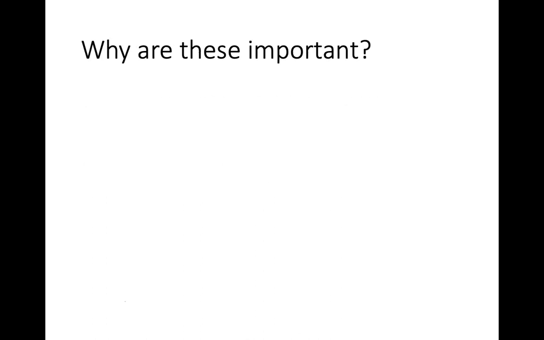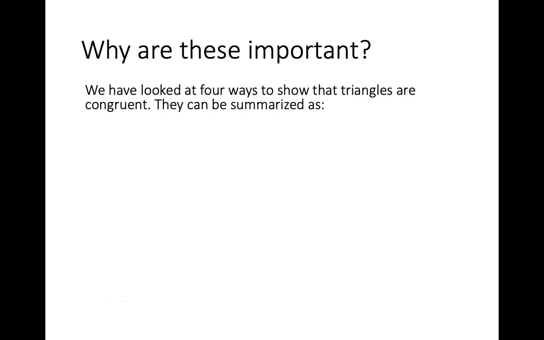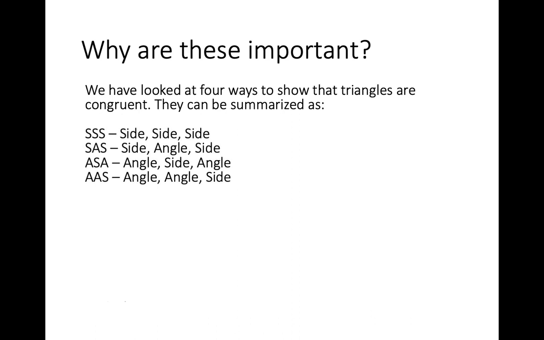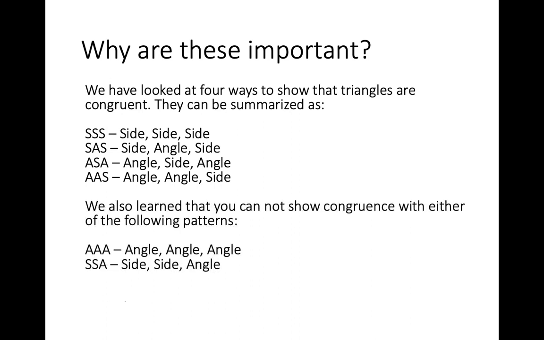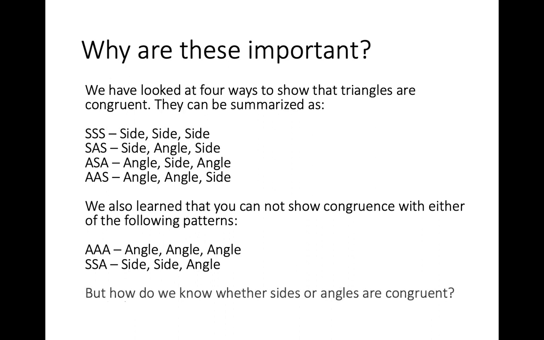So why are these theorems important? We've looked at 4 ways to show that triangles are congruent. They can be summarized as SSS (side, side, side), SAS (side, angle, side), ASA (angle, side, angle), and AAS (angle, angle, side). We also learned that you cannot show congruence with either of the following patterns: AAA (angle, angle, angle) or SSA (side, side, angle).